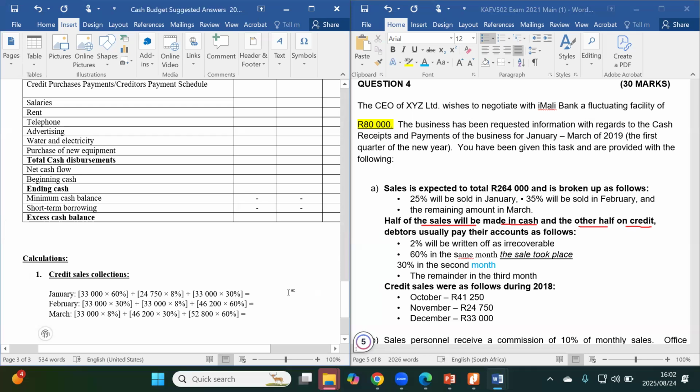So maybe we can do the calculation. It's just that I don't have my scientific calculator with me right now. Somebody borrowed it from me, but I'm going to try to use my phone. But let's see if we can do it together.